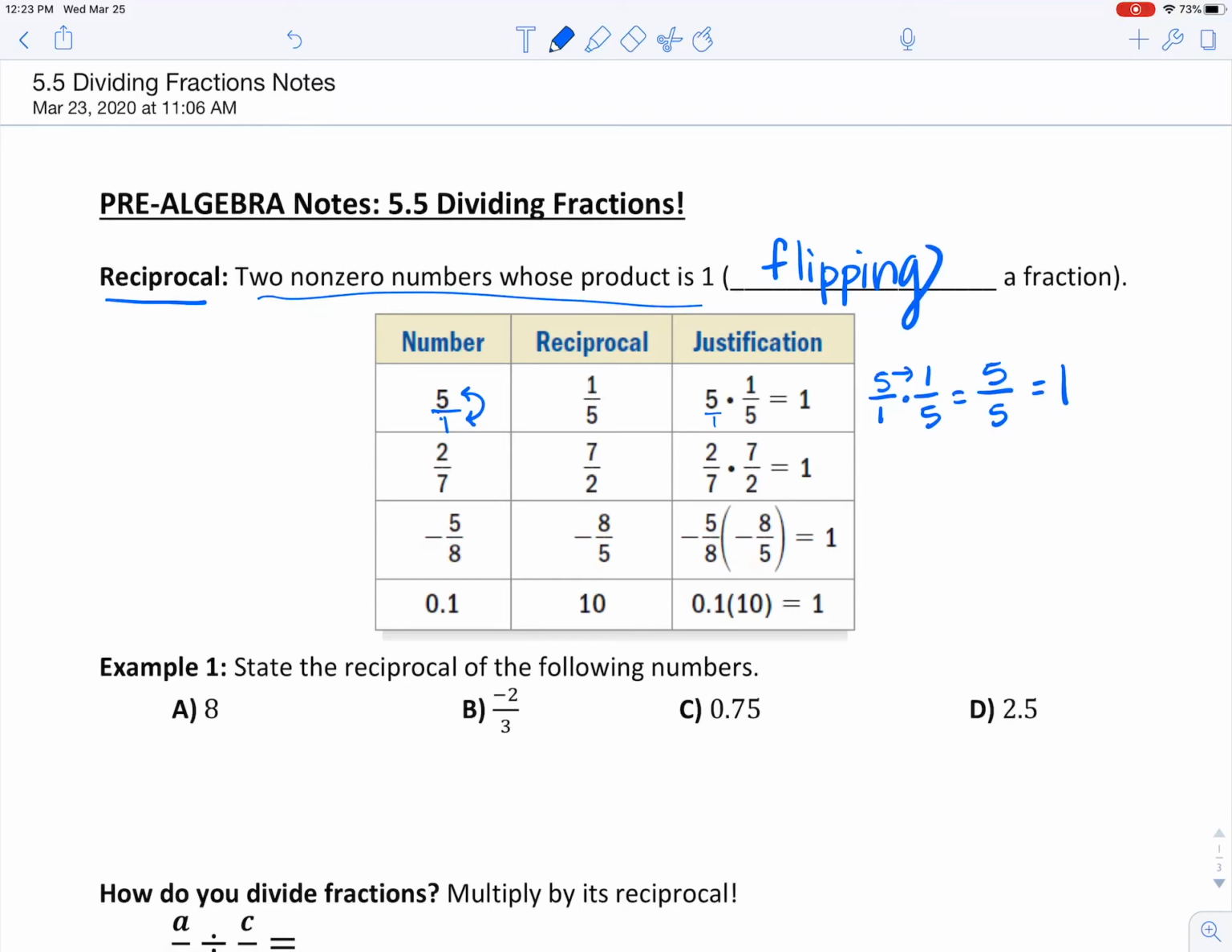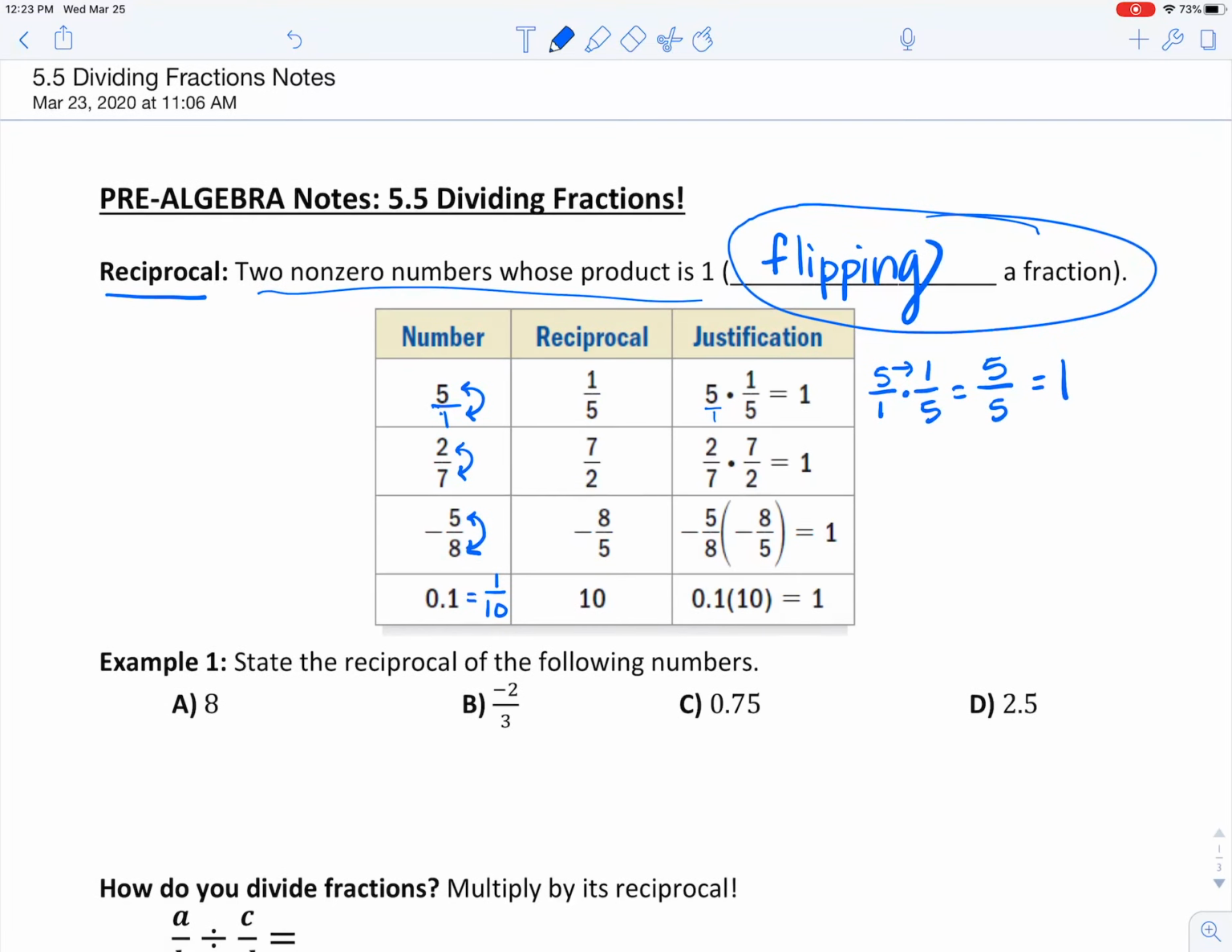But what I really want you to remember is that reciprocal really is just taking a fraction and flipping it. So like 2 over 7, the reciprocal of 2 over 7 is 7 over 2. The reciprocal of negative 5 over 8 is negative 8 over 5. You can even take the reciprocal of a decimal because 0.1 is really the same thing as saying 1 over 10. Well, if I were to flip that, that would be 10 over 1, which is the same thing as saying 10.